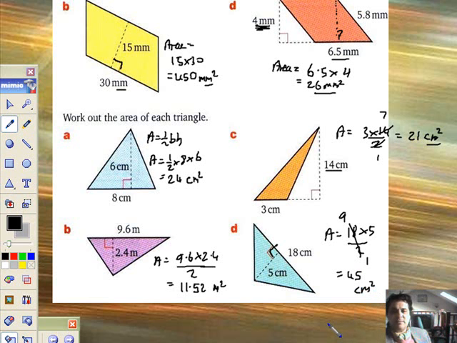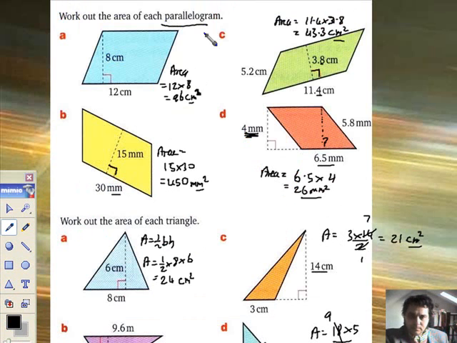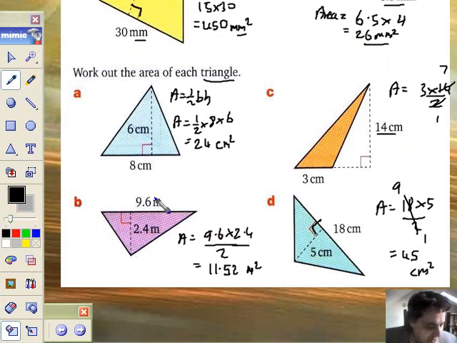Alright, so these are parallelograms up here. These are triangles, half base times height, and it's dead easy. And that's question 1 and 2 done. Let's just flip over the page and see what else we got.